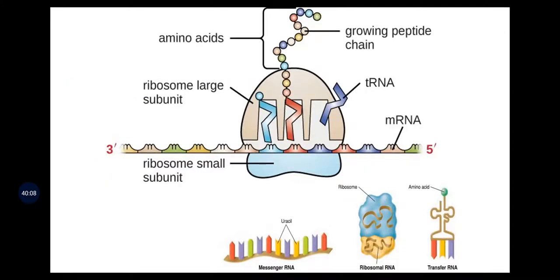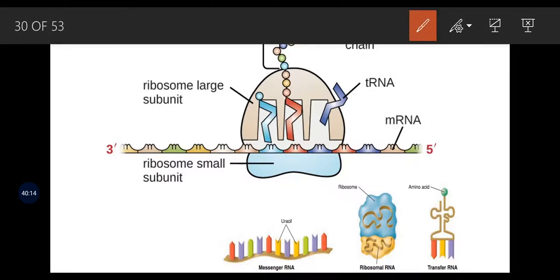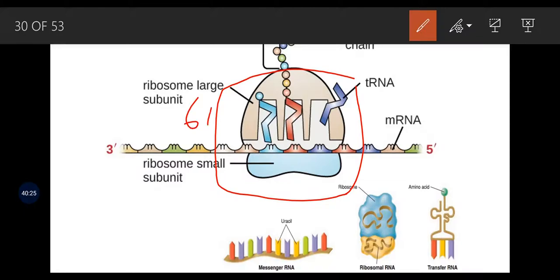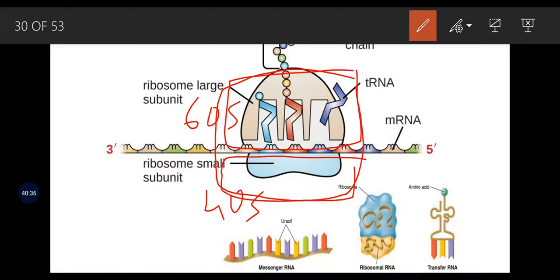Coming to the moiety or the complex of three different kinds of RNAs, here you can find the rRNA. As I was talking about the large subunit and small subunit, if we talk about the eukaryotic rRNA, 60S is the larger subunit and 40S is the smaller subunit. This big head is the larger subunit and this is the smaller subunit of rRNA.